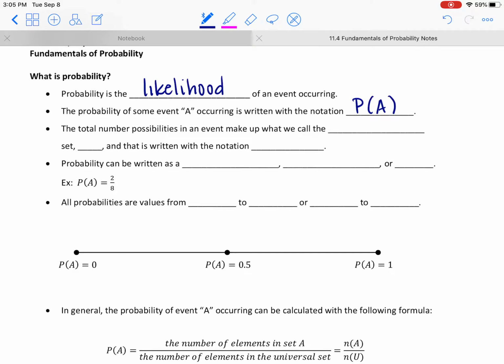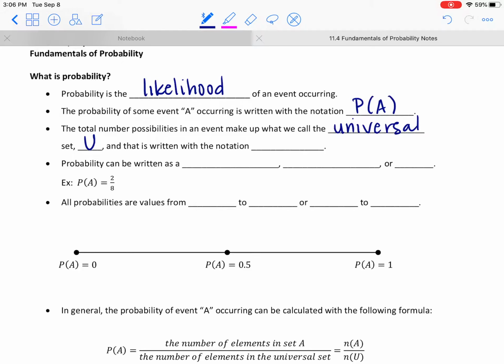Okay, so that's notation. Now when we're trying to find the probability of an event occurring, we have to know the total number of possibilities in that situation. And that's why we spent those 3 sections talking about ways to find the total number of outcomes or possibilities. So that total number of possibilities make up what we call, and what we used in our previous module, the universal set.